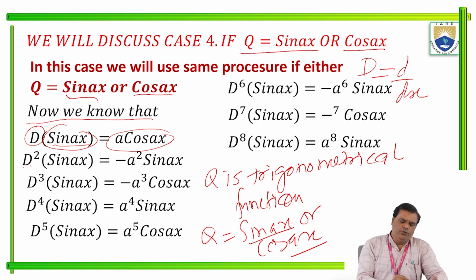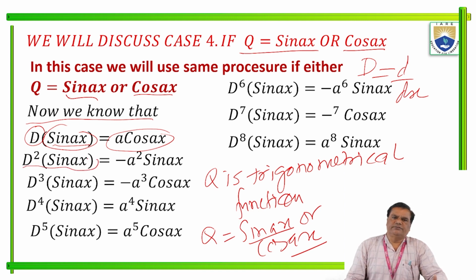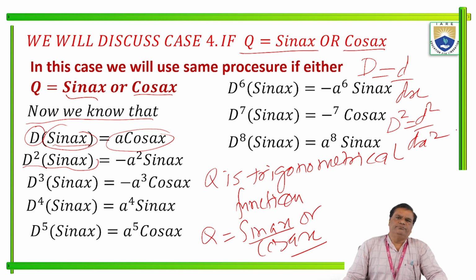Again, two-time differentiation of sin ax: D squared means the second derivative, d2 over dx2. Here we differentiate this function again. The differentiation of cos ax is minus sin ax, and ax again gives a. So we get minus a square sin ax.